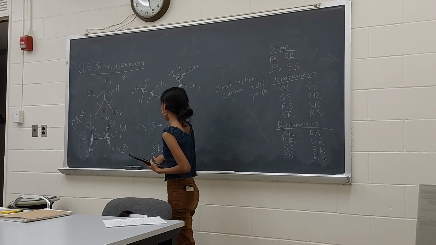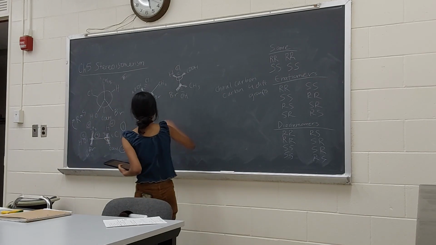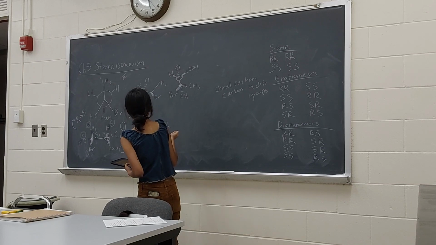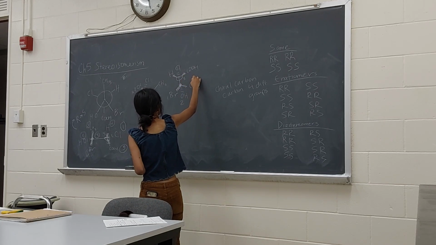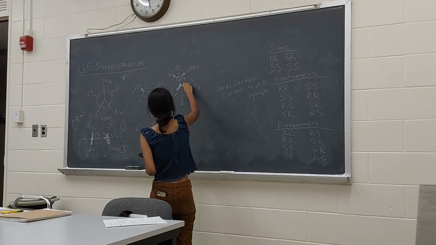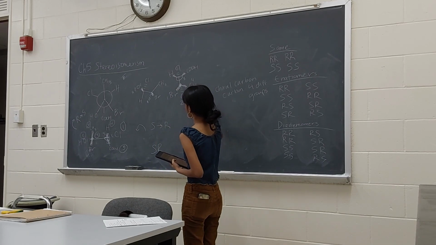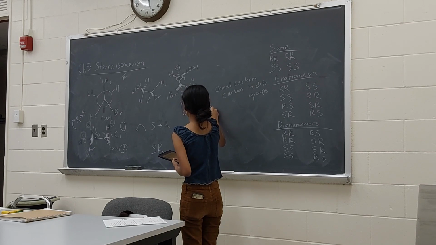For this one, we started with this one's assignment, so I'm gonna do the same here. I'm gonna start with this one. Same ranking. So Br is 1, oxygen 2, 3, 4. In this case, it's going counterclockwise, so S. The fourth group is on the wedge. So R.